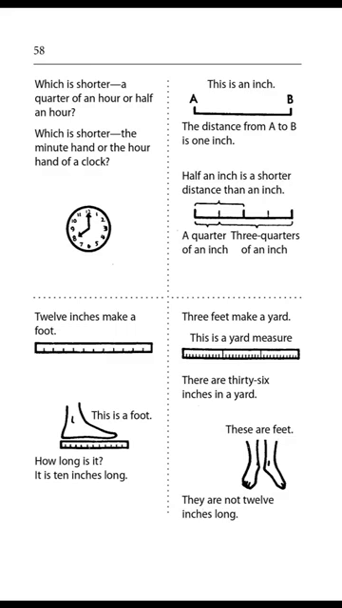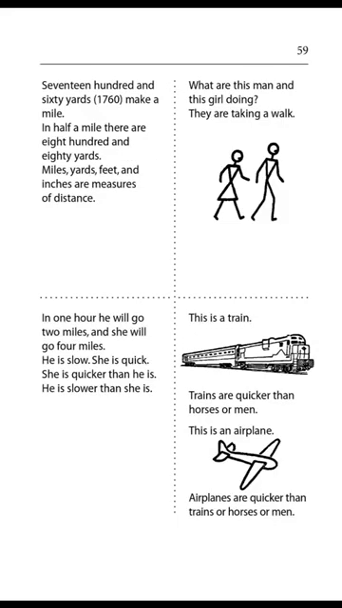It is 10 inches long. 3 feet make a yard. This is a yard measure. There are 36 inches in a yard. These are feet. They are not 12 inches long. Page 59. 1,760 yards make a mile. In half a mile, there are 880 yards.